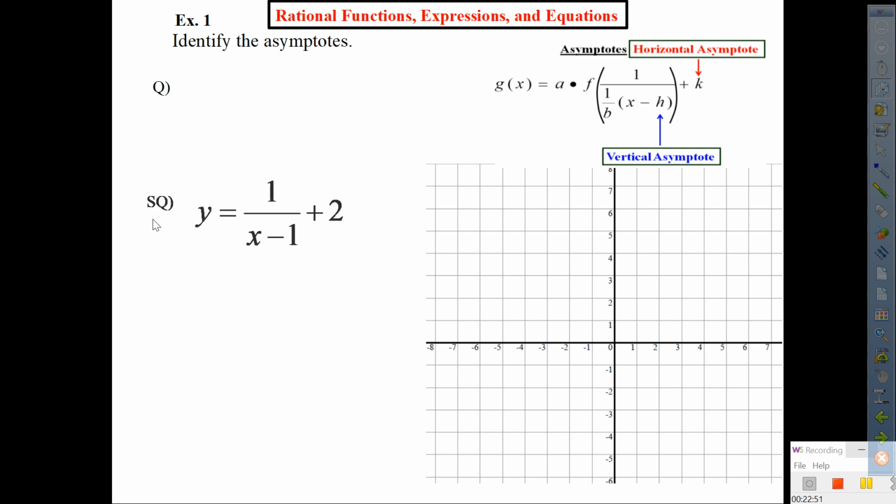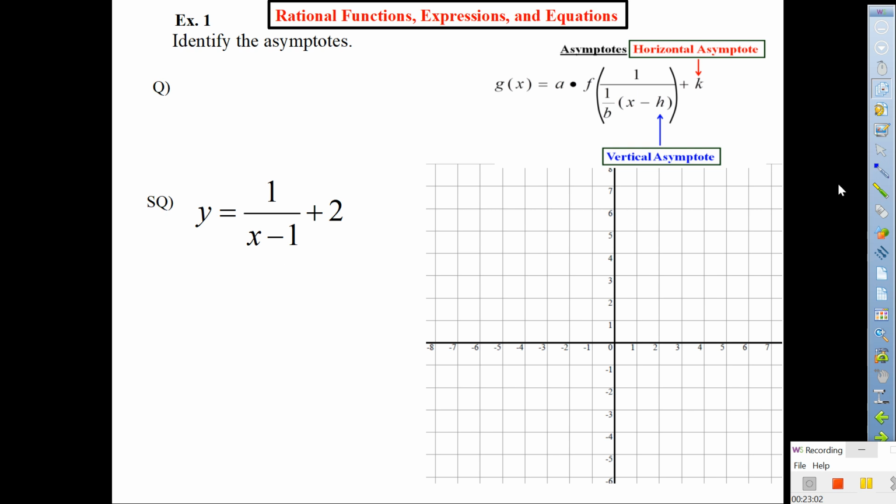I want you to skip Q, and we're going to do super Q. Y equals 1 over x minus 1 plus 2. Just copy that. Get your coordinate plane ready, and then we'll go over this together. All right, we good? So we're going to go over example super Q. Put your utensils down, you'll copy right after. Let me show you how to do this.